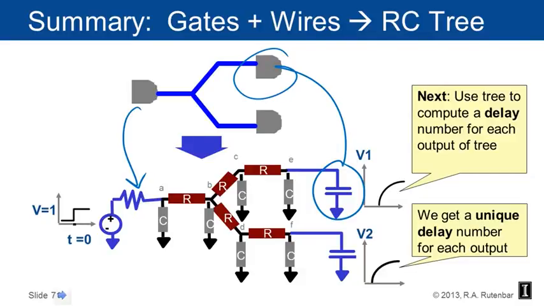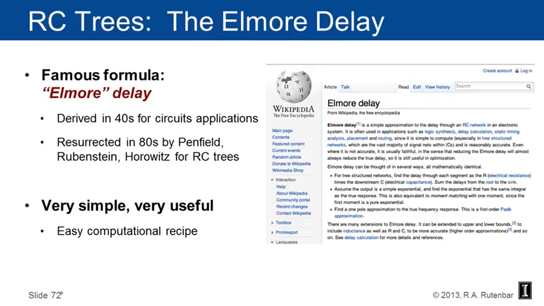So this is the very famous result we're heading toward. And this has a name. It's called the Elmore delay. It's named after a famous physicist, Elmore. This was derived amazingly way back in the 1940s for certain kinds of circuit applications. And then it was resurrected about 40 years later by Penfield, Rubenstein, and Horowitz for these RC trees, because it turns out to be useful for designing modern integrated circuits.